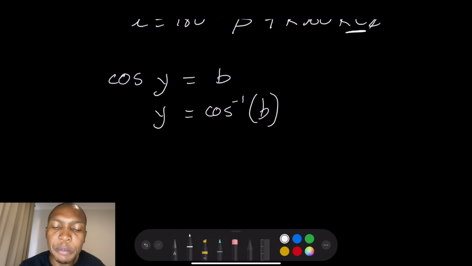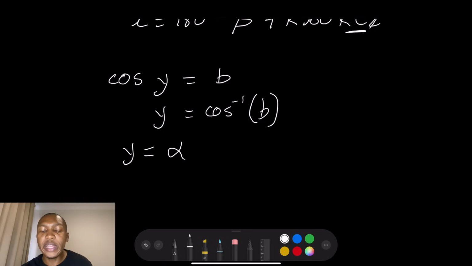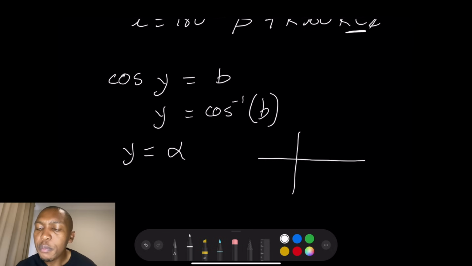So in this case, it means that y would be equal to, let's just say for argument's sake, that angle is alpha, okay? So y is equal to angle alpha. Let's say alpha is 30 degrees or whatever the case may be. Now, here's the thing about the cos graph. The cos graph actually looks something like this, all right?